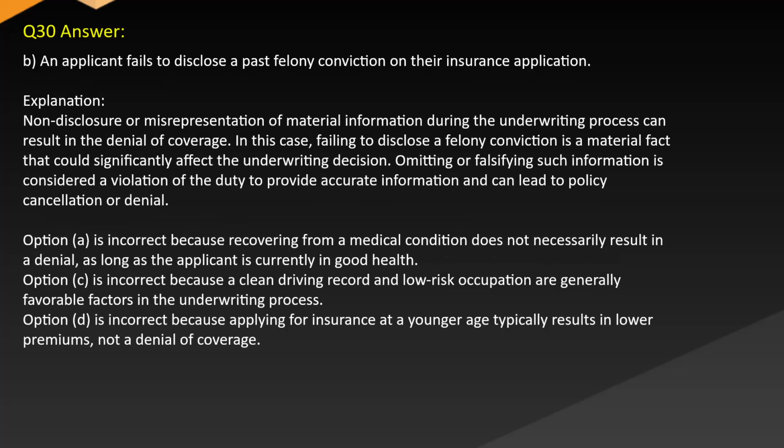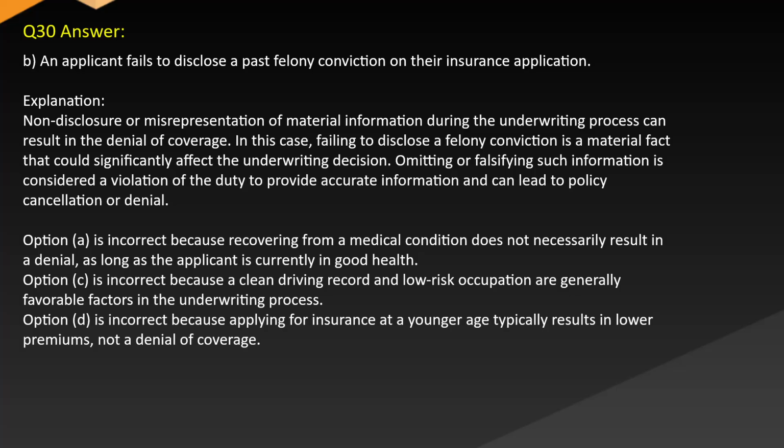Answer: B. An applicant fails to disclose a past felony conviction on their insurance application. Explanation: non-disclosure or misrepresentation of material information during the underwriting process can result in the denial of coverage. In this case, failing to disclose a felony conviction is a material fact that could significantly affect the underwriting decision. Omitting or falsifying such information is considered a violation of the duty to provide accurate information and can lead to policy cancellation or denial.